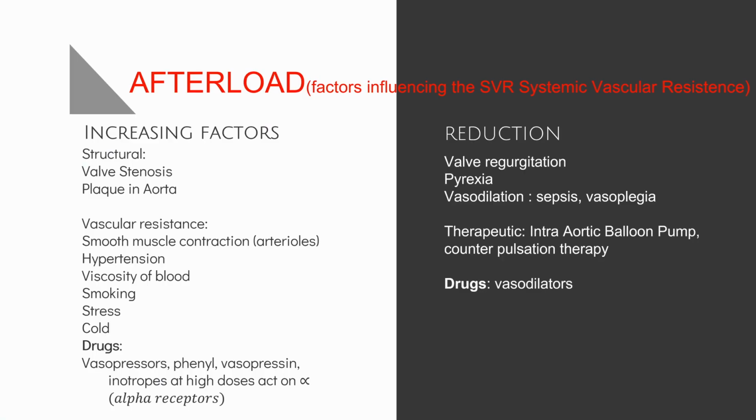What are some of the factors that reduce afterload? Afterload reduction. So if we have a valve regurgitation, an incompetent valve, the blood can travel in two different directions, which is not ideal, but it will reduce afterload. Pyrexia reduces afterload because it vasodilates. Vasodilation also occurs with sepsis as well as vasoplegia. A therapeutic afterload reduction technique we use is intra-aortic balloon pump therapy, counterpulsation, which will reduce afterload in a situation where you want less work on your left ventricle.